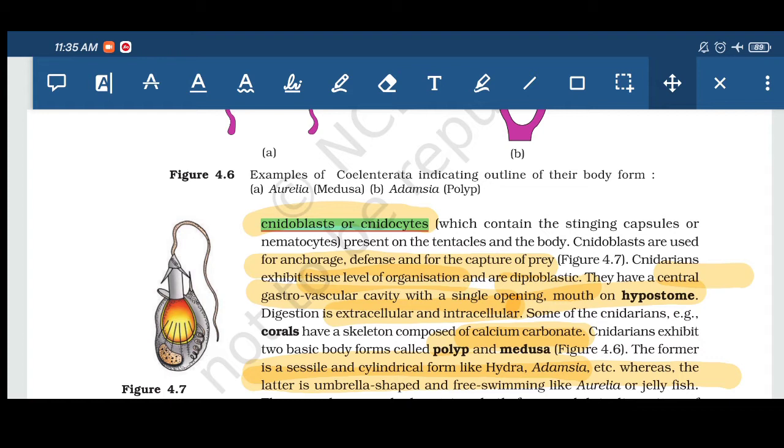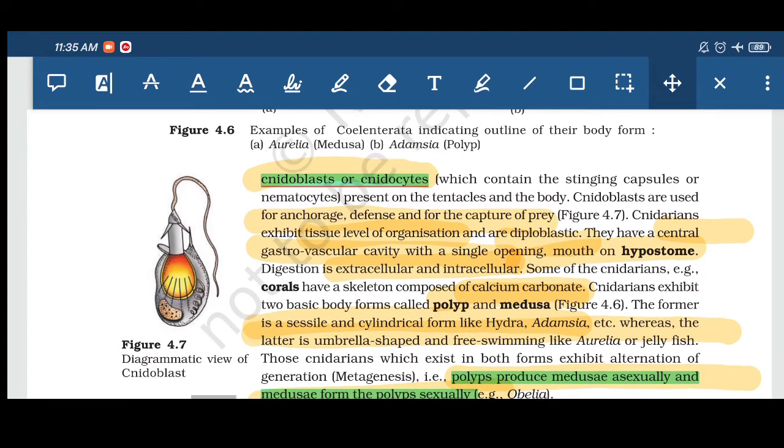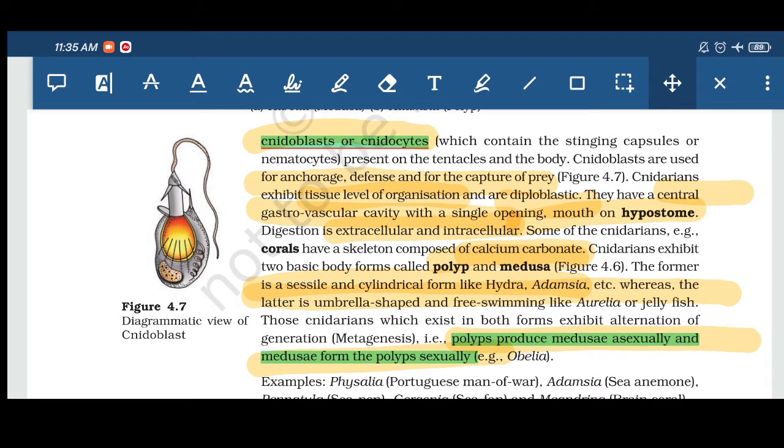Offense mechanism in the sense of capturing prey. Then they have tissue level of organization. They are diploblastic. They have a gastrovascular cavity, that means they have extracellular digestion, and some also have intracellular digestion. They have a single opening which works as both mouth and anus. Mouth is on the hypostome. Some cnidarians have corals, a skeleton composed of calcium carbonate. Then they exhibit two forms, polyp and medusa. Polyp is sessile and cylindrical. Medusa is umbrella like and free living.